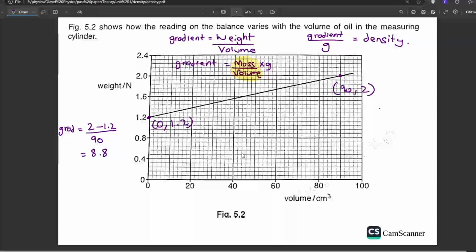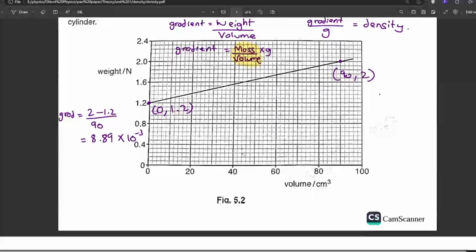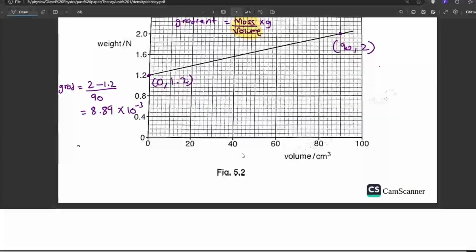8.8 into 10 raised to the power of minus 3. You can also do it till three significant figures. It will become 8.89 into 10 raised to the power of minus 3. Now you have the gradient. What can you do? You can divide this gradient by gravitational field strength. Let's do that. 8.89 into 10 raised to the power of minus 3 divided by 10, right?